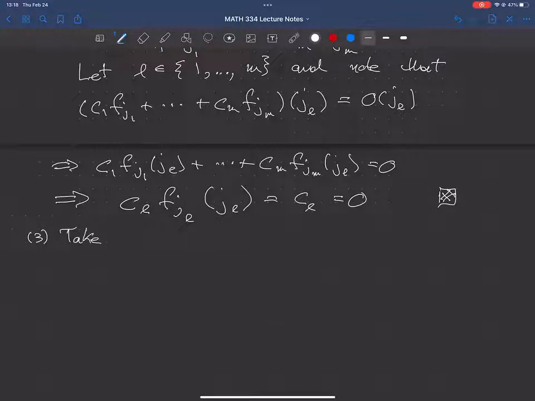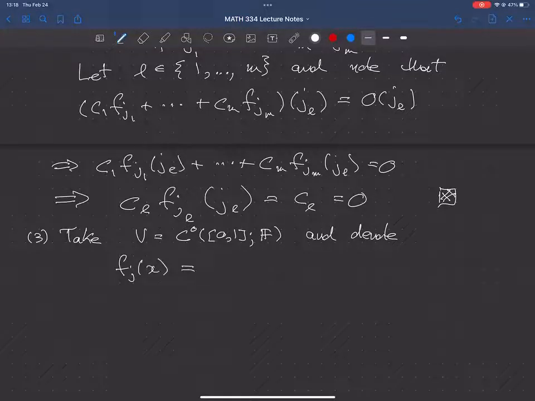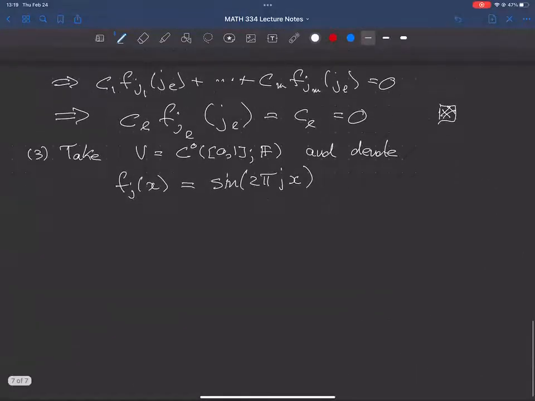So here we're going to take V to be the vector space of continuous functions on the interval [0,1] that we talked about last time. And here I'm going to take the functions f_j(x) to be the function, let's say, sine(2 pi j x). That's certainly a continuous function.